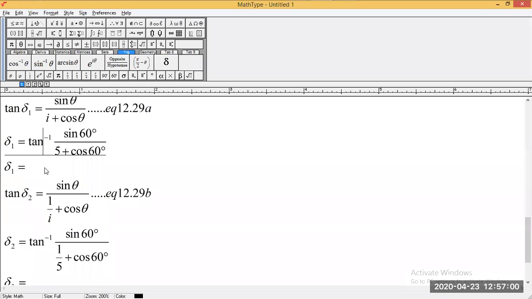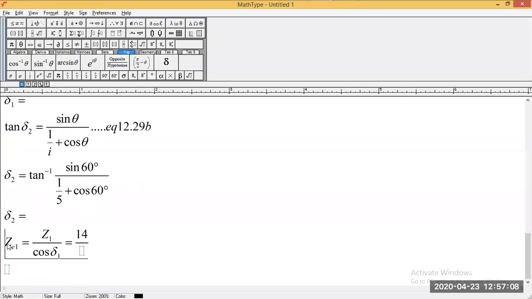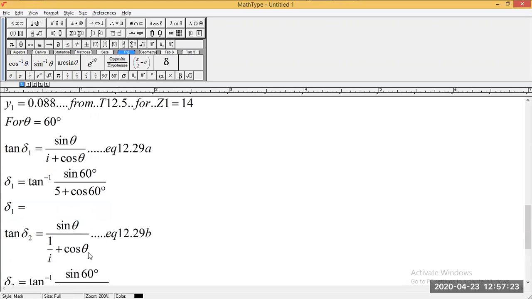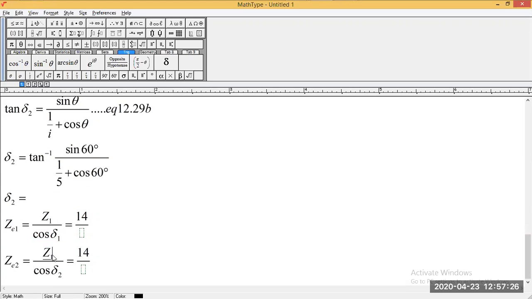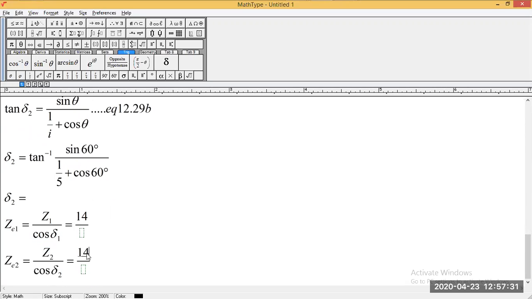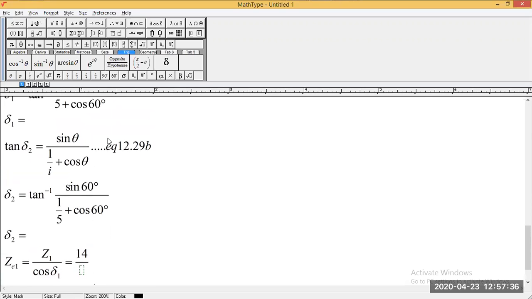Okay, let's find delta 1. Anybody found delta 1? Post it in the group chat. We'll use that data to find ZE1 and ZE2. This is the actual number of teeth in the helical gear. It is no longer 140 and no longer 1. It's 120 number of teeth. Anybody found out the value of delta 1, delta 2?